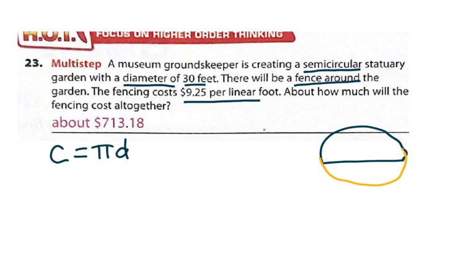But we don't need the whole way around. We only need half of that, okay? So we're just looking for this much of it, the green there, okay? So that means I'm then going to divide this by 2, okay? So my circumference is going to be equal to pi times the diameter, which is 30 feet, divided by 2.